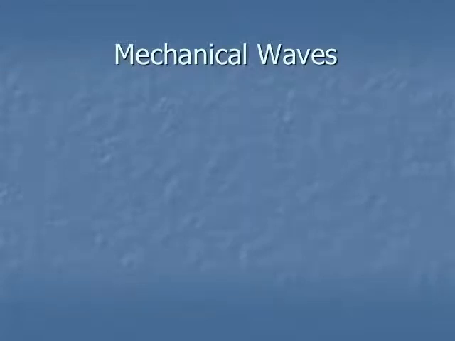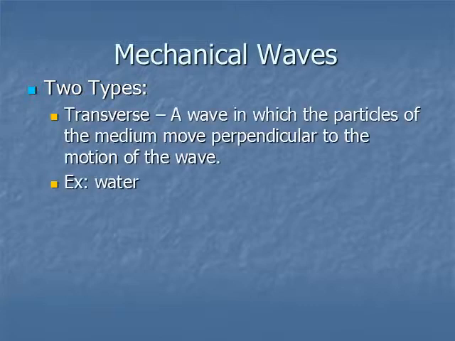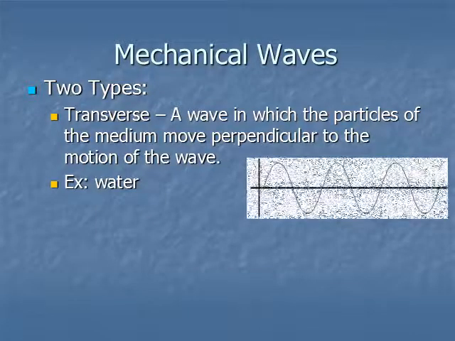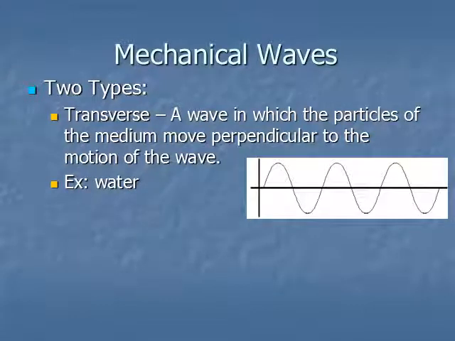Then we get into more particular mechanical waves. There are two types. The first one is transverse. That's a wave in which the particles in the medium move perpendicular. So the example is water. So while water is moving forward, the wave itself moves up and down. So that's what it means when the medium is moving perpendicular to the motion of the wave. So we'll have this up and down motion going on in a water wave, which also will look like, for people who have taken trig or are taking trig, like a sine or a cosine wave.